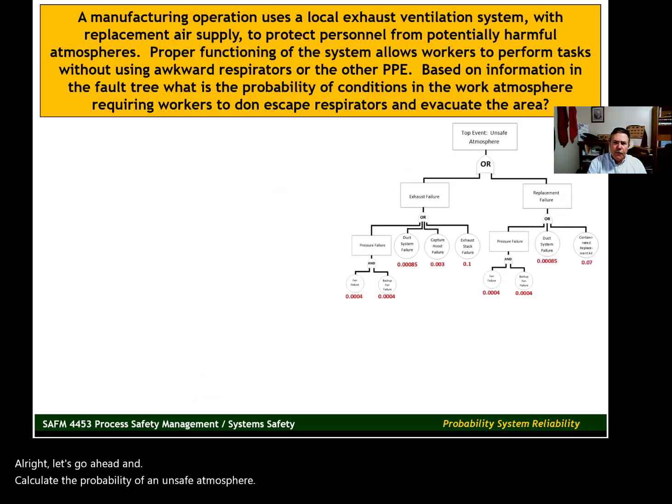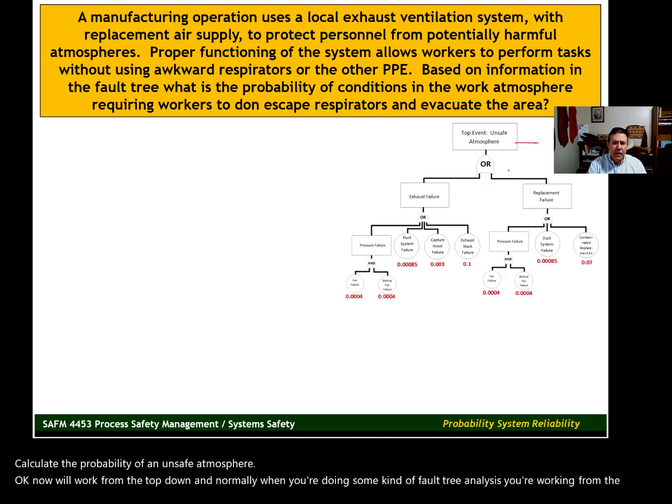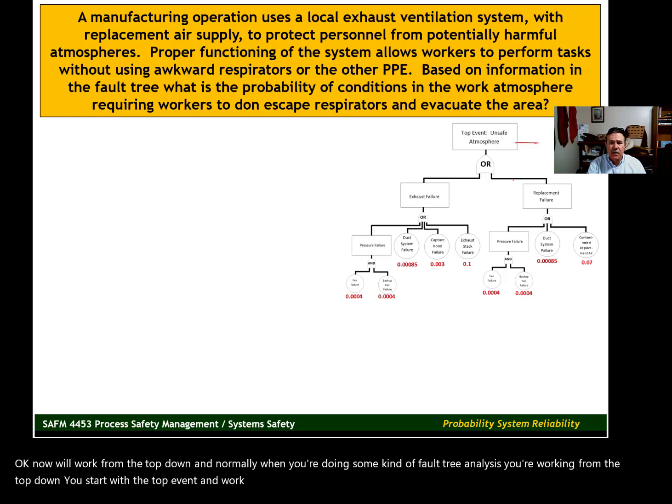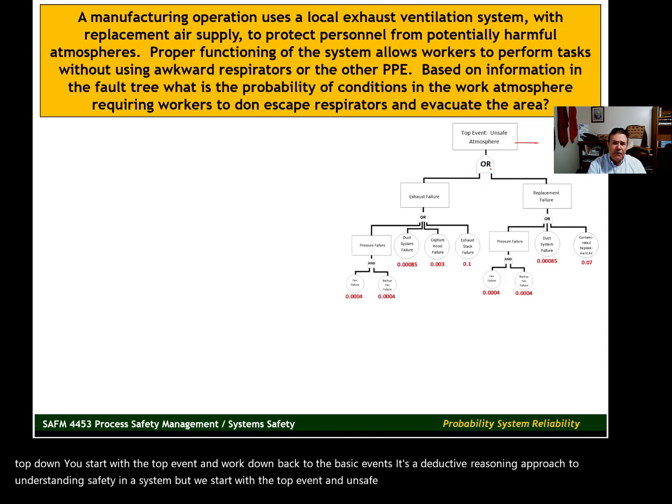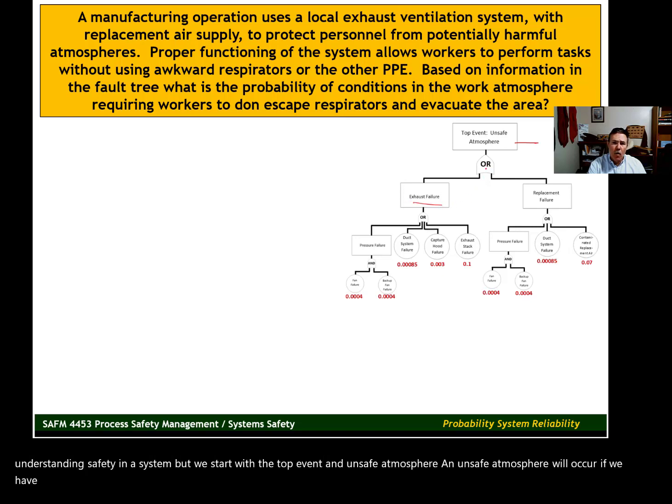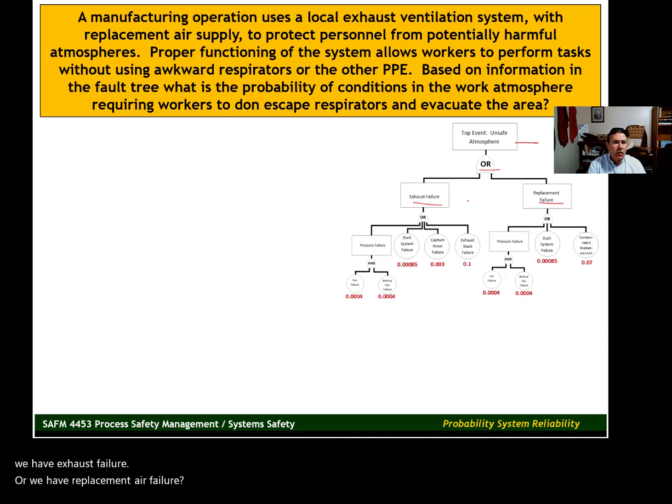Okay. Now we'll work from the top down, and normally when you're doing some kind of fault tree analysis, you're working from the top down. You start with the top event and work down back to the basic events. It's a deductive reasoning approach to understanding safety in a system. We start with the top event, an unsafe atmosphere. An unsafe atmosphere will occur if we have exhaust failure or we have replacement air failure. If either of those events occur, we're going to have an unsafe atmosphere.